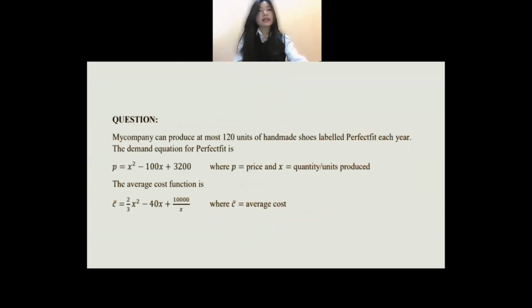The question given in the final assignment is: my company can produce at most 120 units of handmade shoes labeled Perfect Fit each year. The demand equation for Perfect Fit is P equals x squared minus 100x plus 3200, where P represents price and x represents quantity or units produced. Now the average cost function given is C equals 2/3 x squared minus 40x plus 10,000 divided by x.